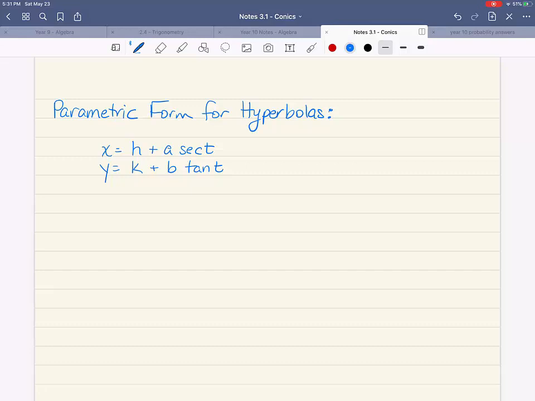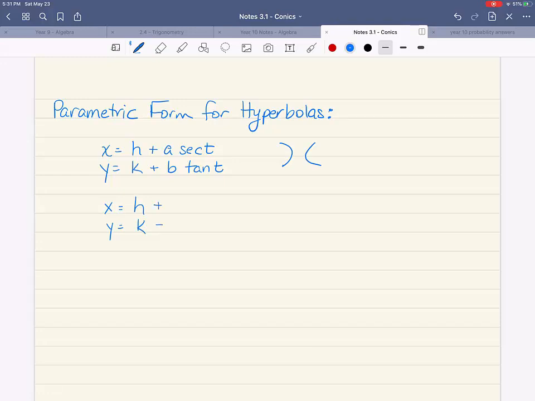Remember that A determines the direction of opening. And notice that A is with X, so this one is a X direction opening. It is left and right. Now for the up and down one, do you think H and K would stay in the same place? The answer is yes, because H is tied to X and K is tied to Y all the time.